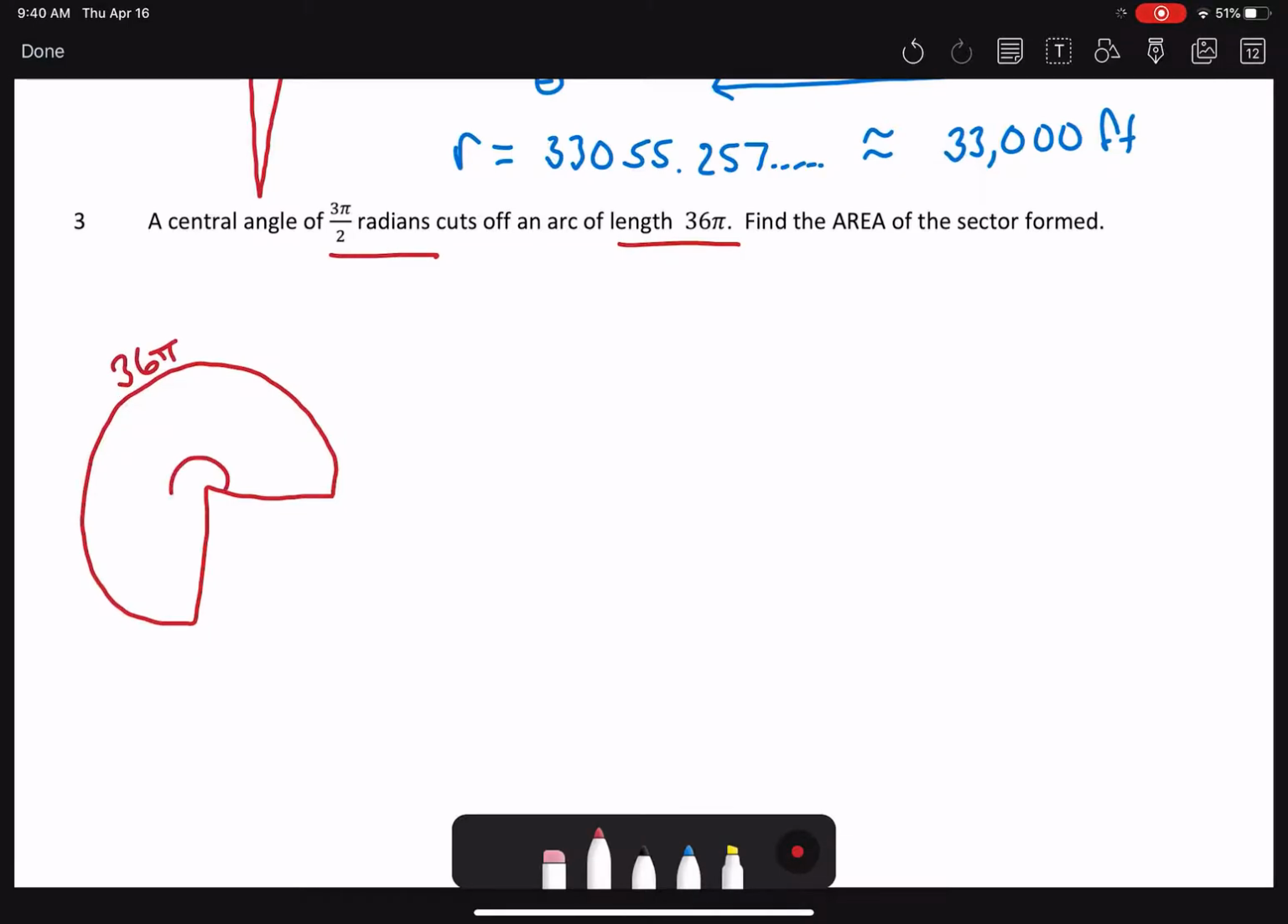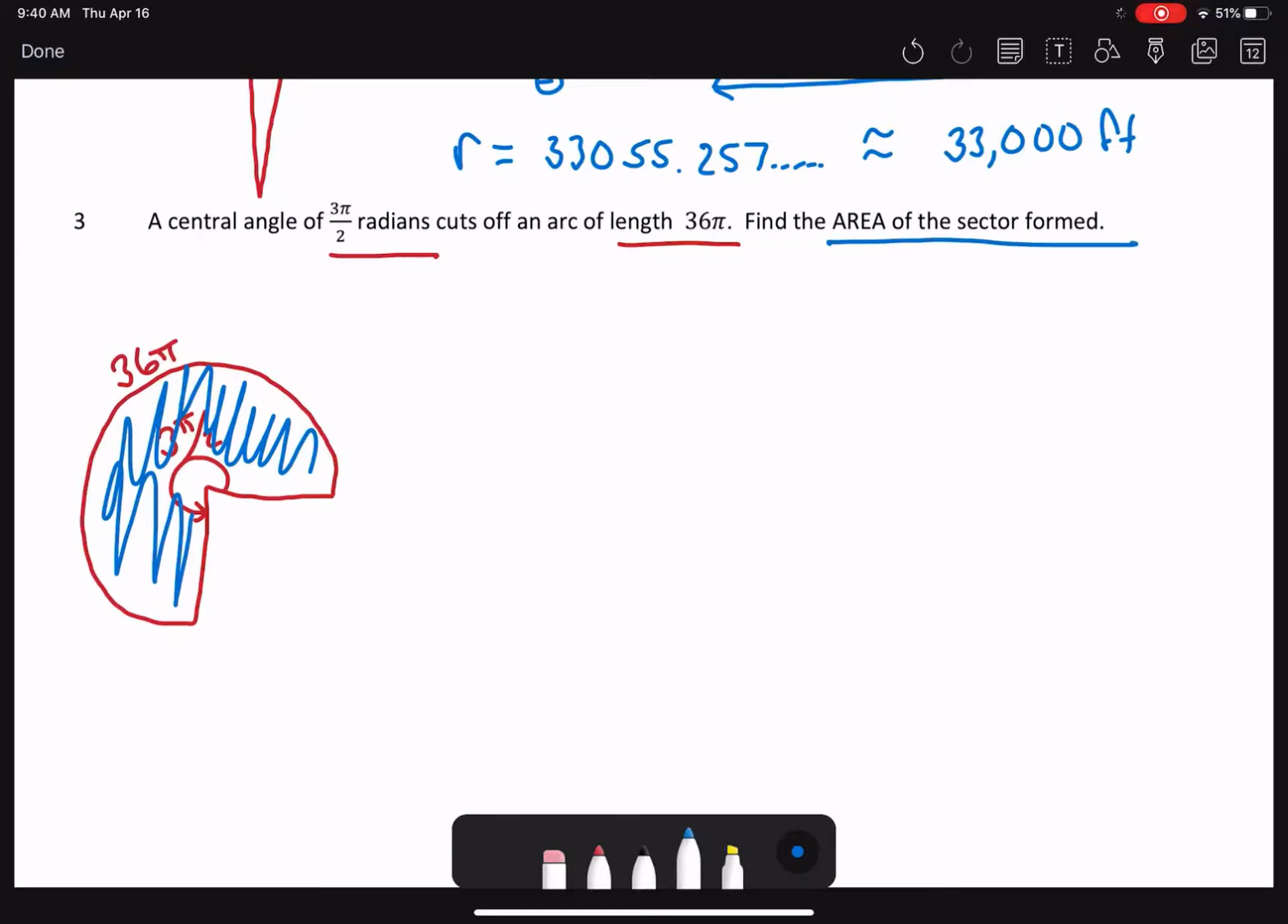So we know the angle is 3 pi over 2. We know the arc length is 36 pi. The question is, what is the area that all of this fills in? Okay, what's the area of the sector formed? Well, what we're missing first is the radius. And so we have to find it. So to find the radius, we use our arc length formula. S is equal to radius times theta.